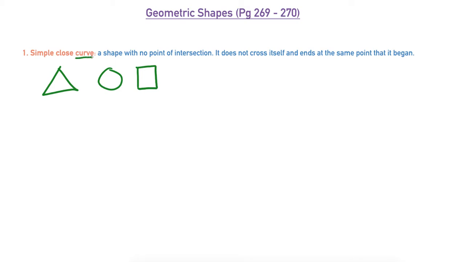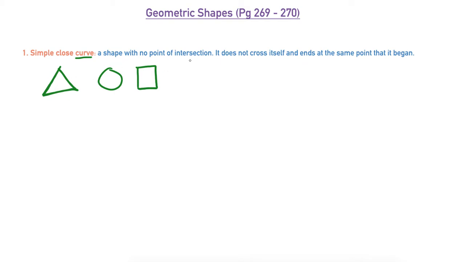Don't let the word curve confuse you. The shape does not need to have a curve in order to be considered a simple closed curve, all right? So even though this triangle here doesn't have a curve in it, it's still considered a simple closed curve shape because none of these lines intersect with each other, it does not cross itself, and it ends at the same point that it began.